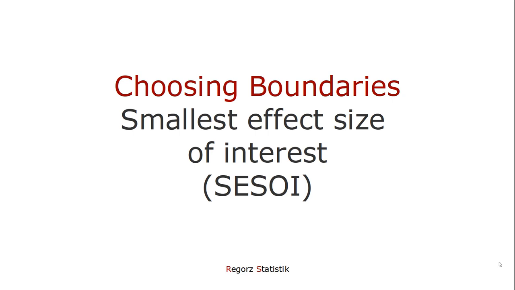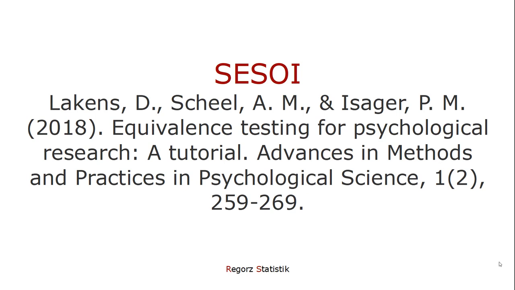The most important decision to make if you run an equivalence test is choosing the boundaries, that is, specifying what is the smallest effect size of interest. There are many considerations that should go into such a decision. A good overview of the possibilities is given in this article by Lakens, Scheel and Isager. A link to the article is in the description of the video.